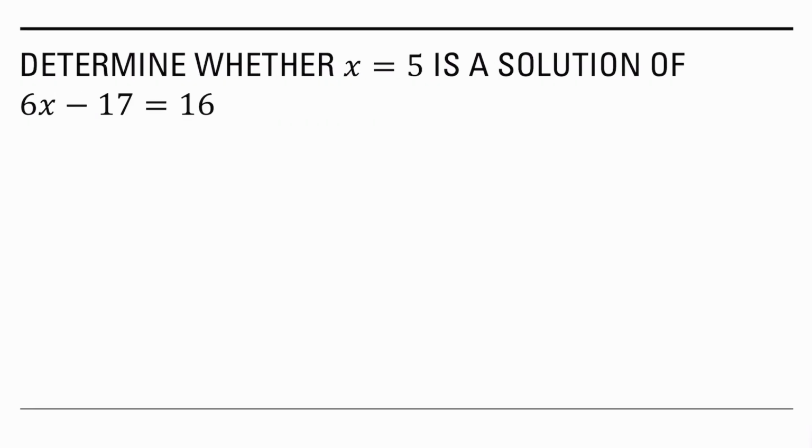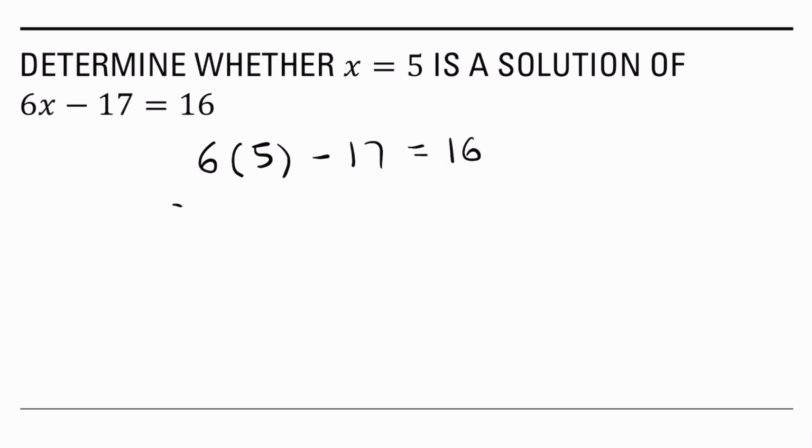Determine whether x equals 5 is a solution of 6x minus 17 equals 16. We're looking to see whether x equaling 5 makes this equation true on both sides. The first thing I would always do is set out the actual equation with brackets, like I was talking about in the last video. If you don't know what I'm talking about here, jump back over to 2.2 and check out our video on simplifying algebraic expressions. So we want to plug in x equals 5 wherever we see an x.